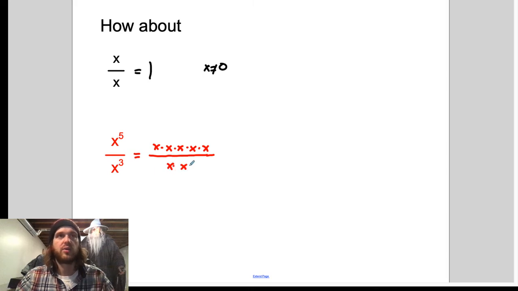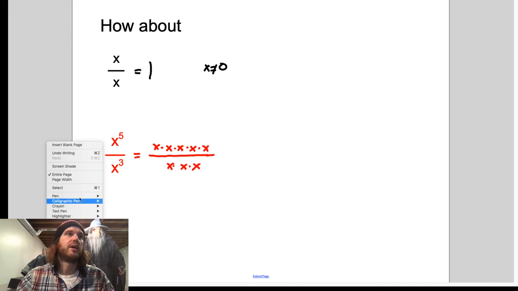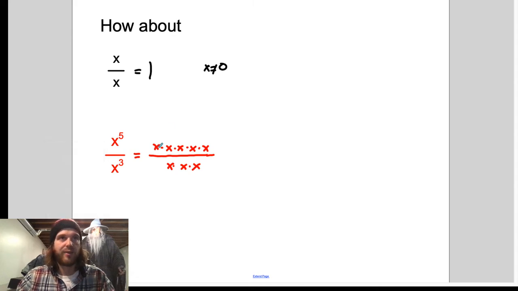And then 1, 2, 3 x's are being multiplied on the bottom. I can then go through, and every pair of x's that's in the top and bottom, I can cross off that pair. So x cancels with x cancels with x cancels with x, and we're left with 2 x's in the numerator, which gives us x to the 2nd over everything canceled on the bottom, so we can put a 1. So this in simplest form is just x squared.